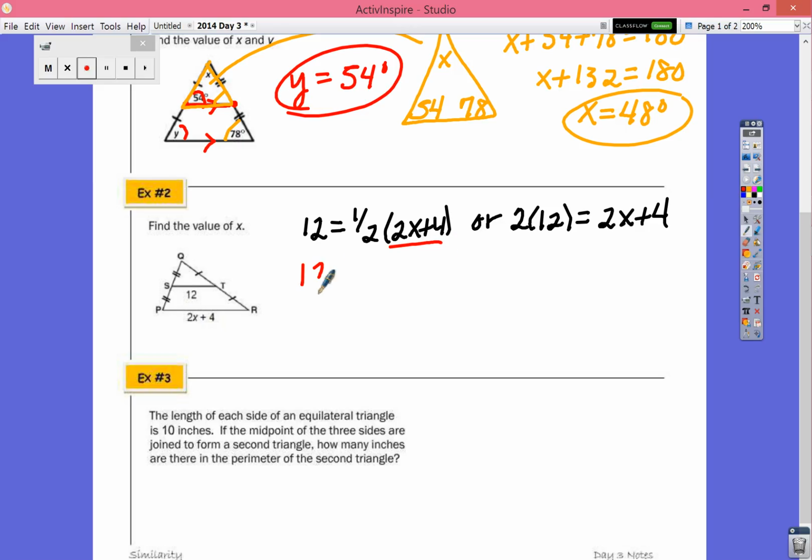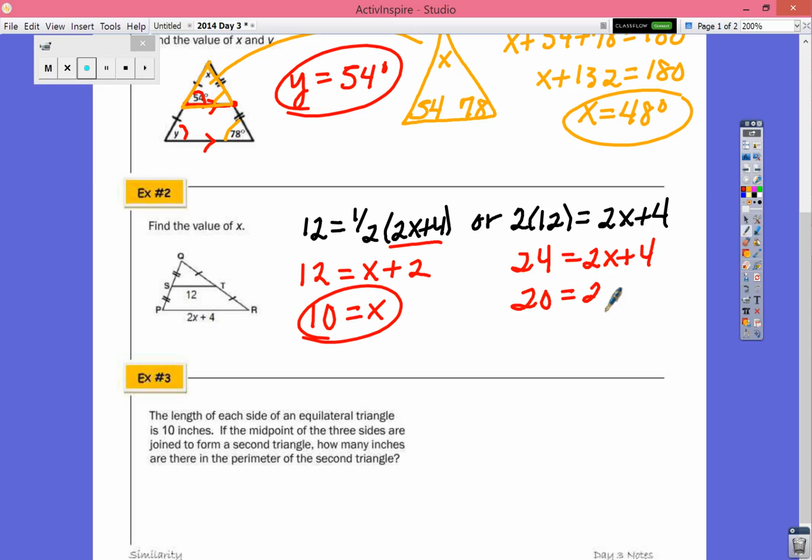So I end up with 12 is equal to x plus 2. Subtract the 2, and we get 10 equal to x. In solving this one, I have 24 is equal to 2x plus 4. Subtract the 4, we've got 20. Divide by 2, and x is 10.